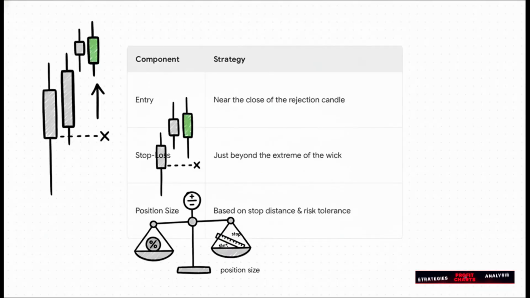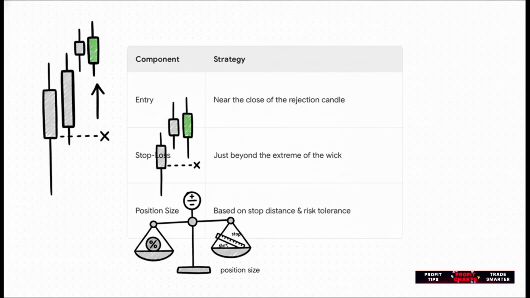Okay, so let's make it real. For your entry, a solid approach is to get in near the close of that rejection candle, or maybe wait for the next candle to confirm that momentum is going your way. Now, your stop loss. This is everything. You place it just on the other side of the very tip of that long wick. That is your line in the sand. If the price goes past that point, your entire reason for being in the trade is gone, and you get out, period. And finally, position size.